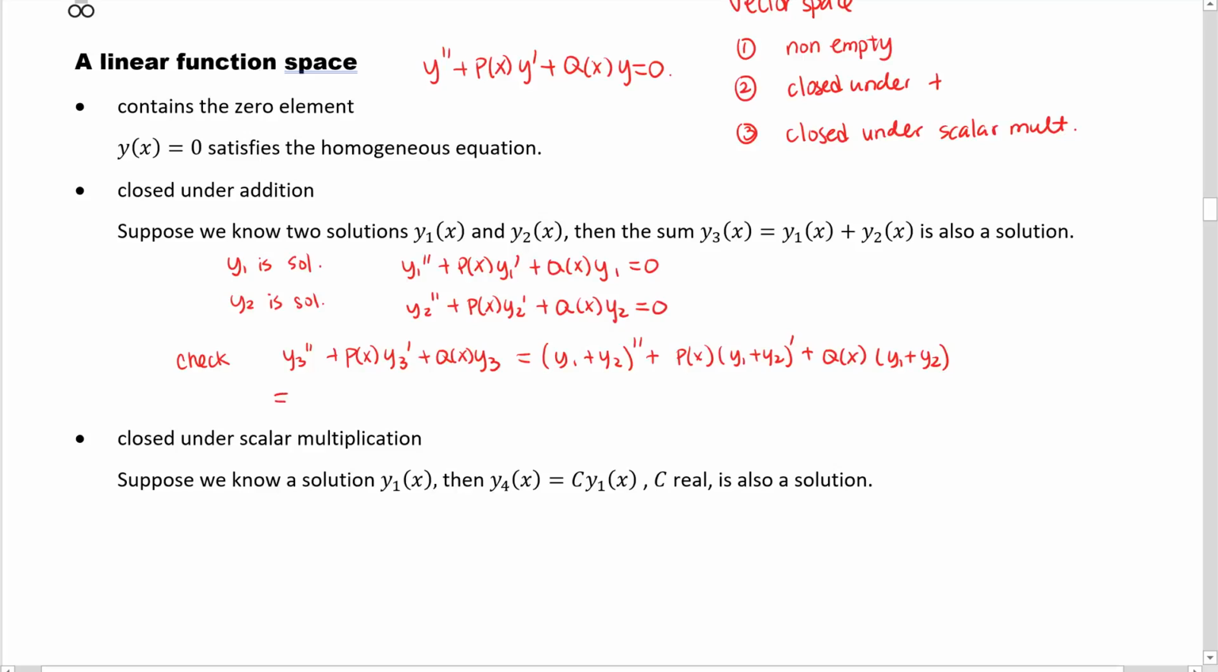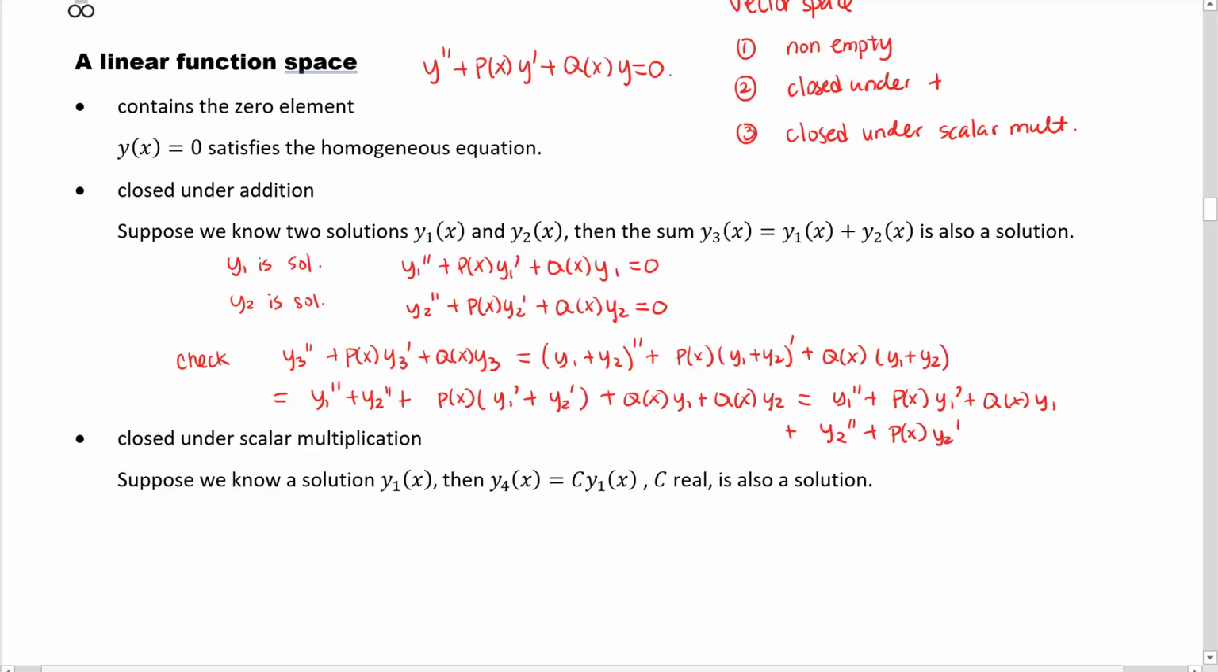So we can split it. We get y1 double prime plus y2 double prime, plus p of x y1 prime plus y2 prime, plus q of x y1 plus q of x y2. We can group the y1 terms together. We get y1 double prime plus p of x y1 prime plus q of x y1, plus y2 double prime plus p of x y2 prime plus q of x y2. And that equals 0.